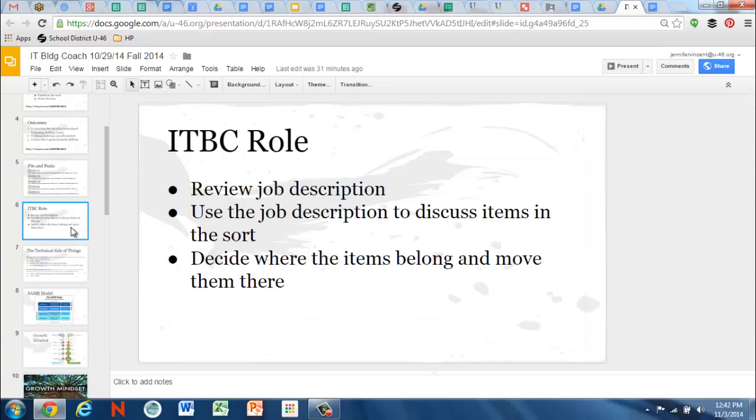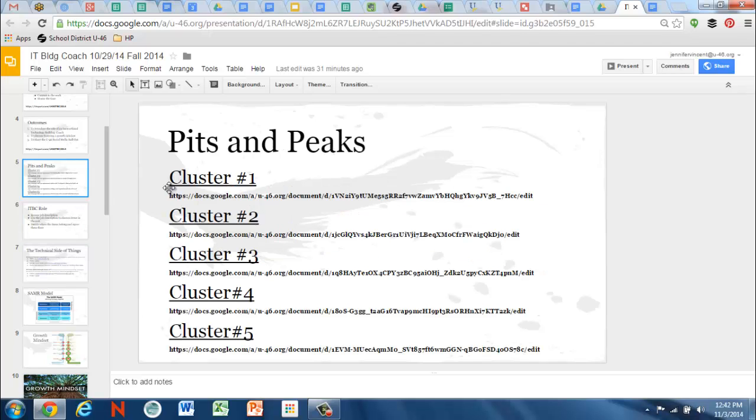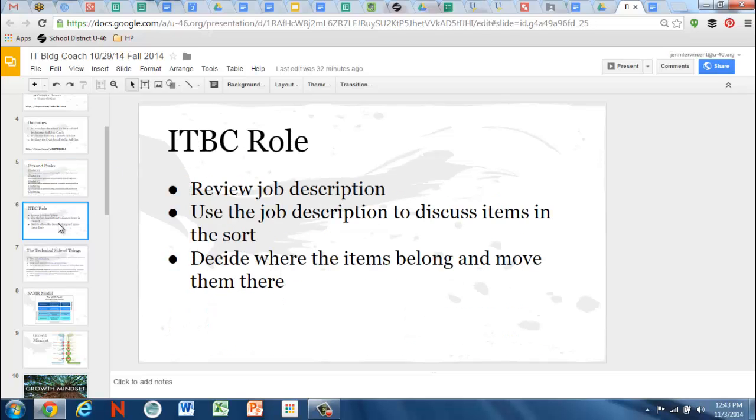Then we switched to discussing the Instructional Technology Building role, and you were sitting with your cluster teams. So we clustered schools based on feeder pattern in the hopes that you all can work together in providing professional development to teachers in the future. So based on your cluster team you sat with, then we looked at the Instructional Technology Building Coach role. So you have the job description and opportunity to review that.